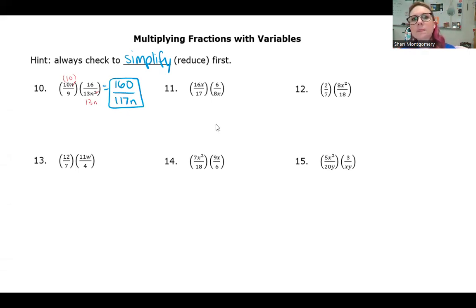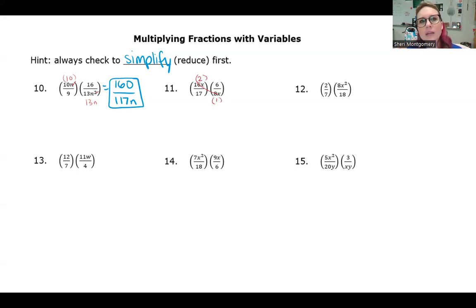Question number 11. It's a positive times a positive. I made all of these positive times a positive, so you don't have to worry about the negatives. So for this one, we can look across and diagonally. So 16 and 8, does that reduce? Yeah. So 8 can go into 16 2 times. So the number part, that can reduce. Oh, and there's an X and an X. There's one X on the top, so one X on the bottom. Those will also reduce. Those go away. So I have 1 down here, and this just becomes 2.